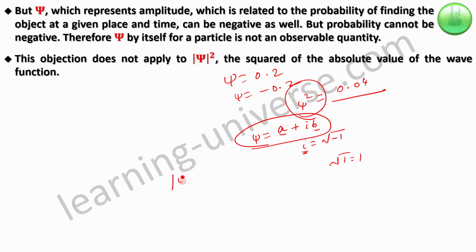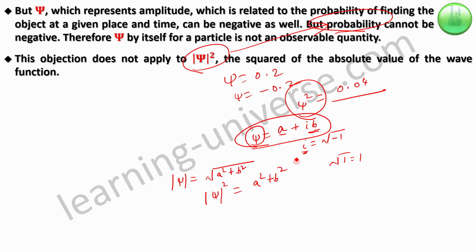Now what does mod psi reflect? Mod psi is equal to root of a square plus b square. Remember, psi may be complex. Psi may have an imaginary part, but psi square represents the probability. Now, this cannot have an imaginary value. It has to be real. So, mod psi is root of a square plus b square. So, what is mod psi square equal to? It is a square plus b square, which is real.